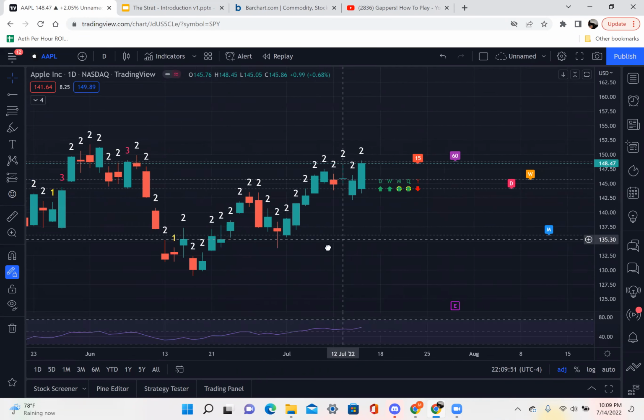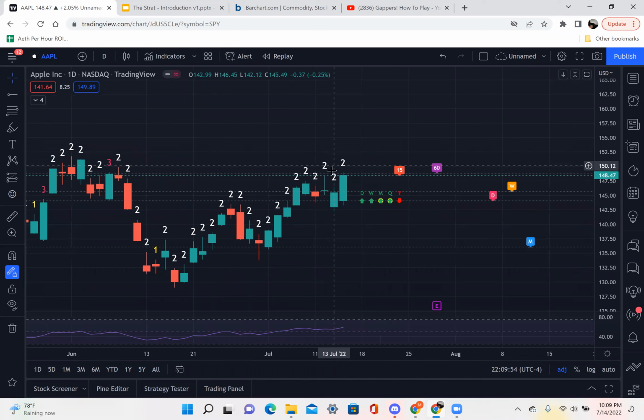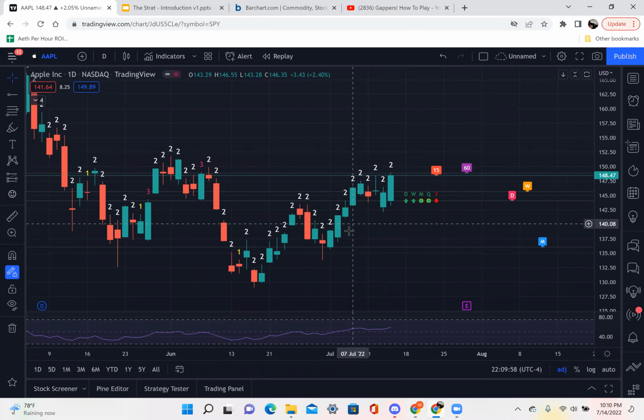Okay, cool. Gotcha. I understand. Bull flag breakout. Bull flag breakout. So yes, this looks very bullish.